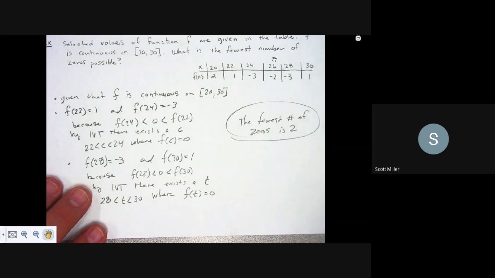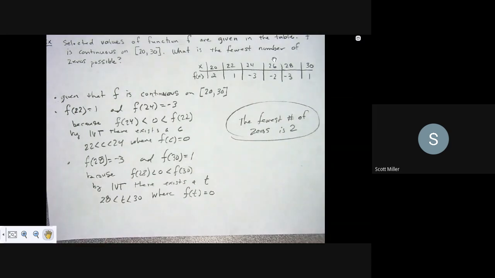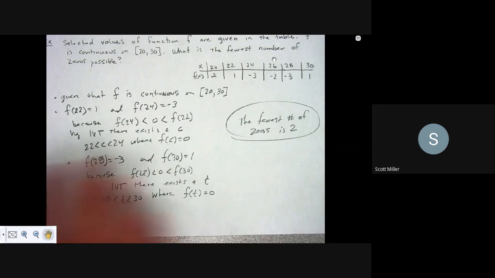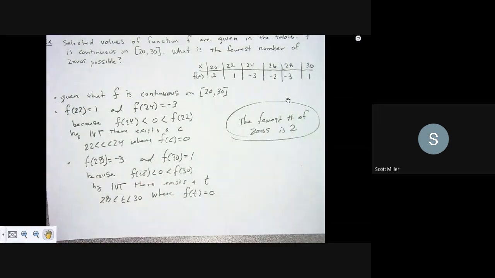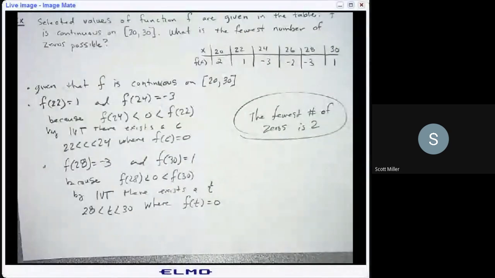Okay, so there's two examples of how we're going to be using the intermediate value theorem in class and also on the AP exam. So that concludes this video, and we'll do more questions in class.